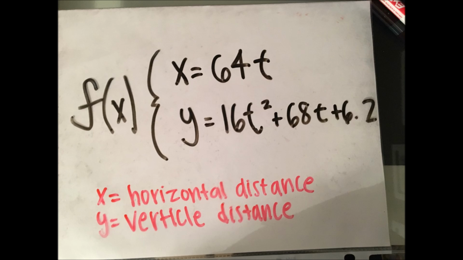Basically what this says is whatever value I plug in for t for time, it will give me the horizontal distance and the vertical distance at that time.